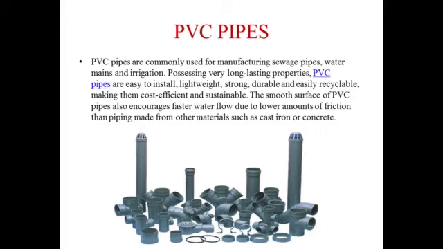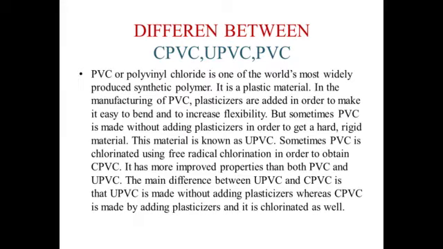Next, PVC pipes. PVC pipes are commonly used for manufacturing sewage pipes, water mains and irrigation, possessing very long lasting properties. PVC pipes are easy to install, lightweight, strong, durable and easily recyclable, making them cost efficient and suitable. The smooth surface of PVC pipes also encourages faster water flow due to lower friction than piping made from other materials such as cast iron or concrete. In olden days, people used cast iron pipes for the drainage system. Due to that, leakages happened and the maintenance cost was also very high.